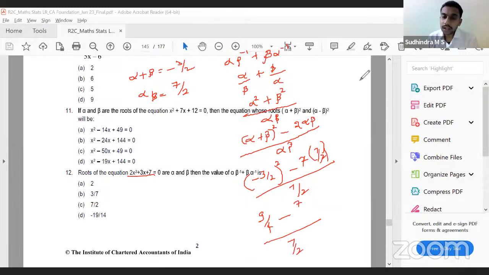So in the numerator, we can take 4 LCM. We get 9 minus 28 over 4, divided by 7 by 2. 9 minus 28 is minus 19. Minus 19 by 4 into 2 by 7. That is minus 19 by 2 sevens are 14. Minus 19 by 14.